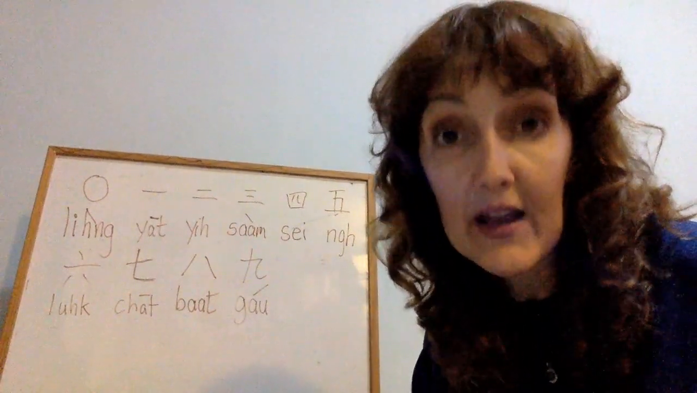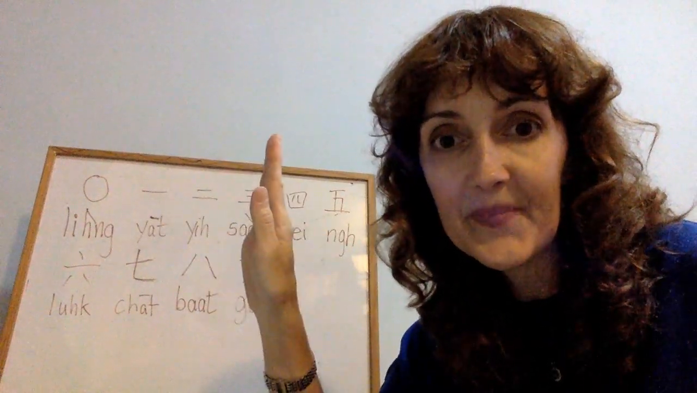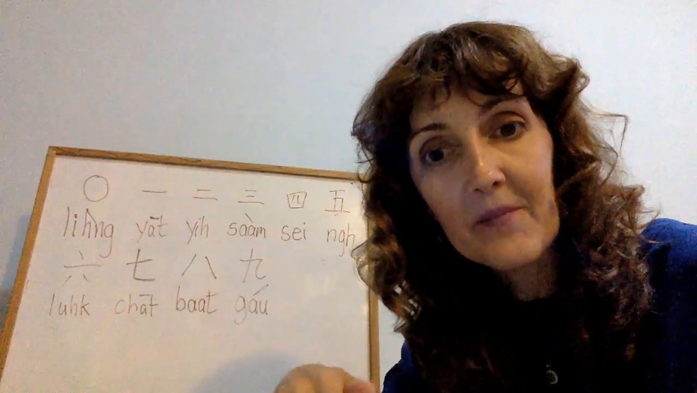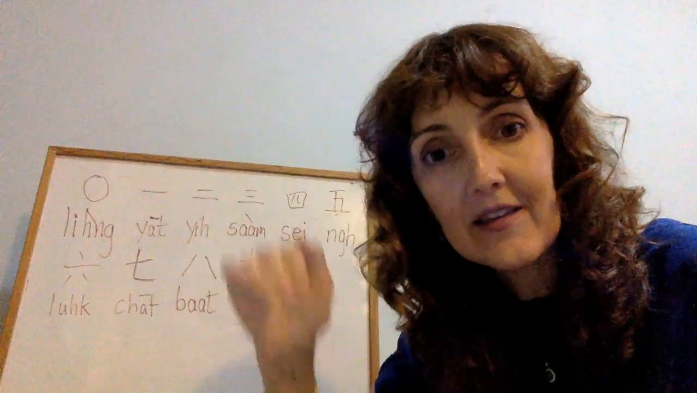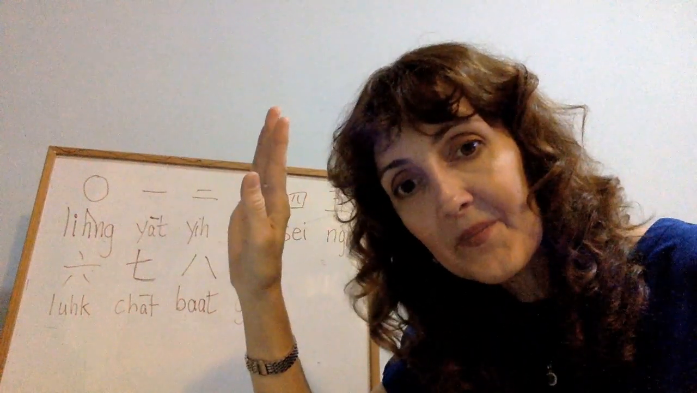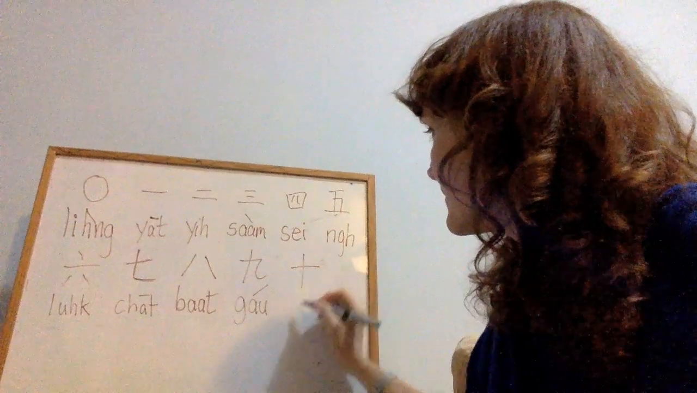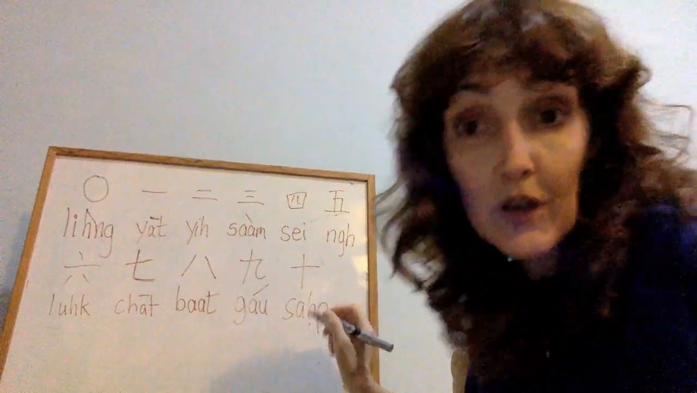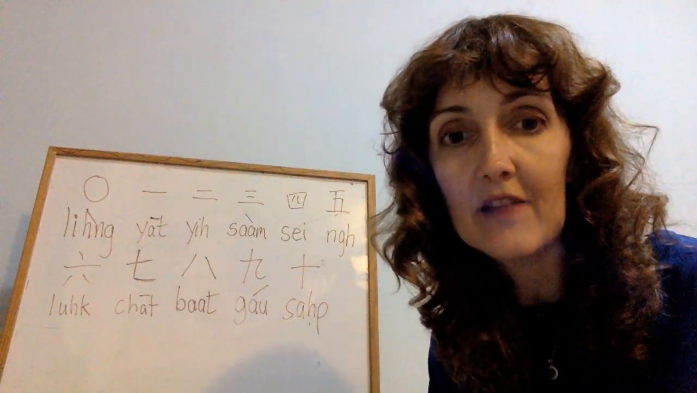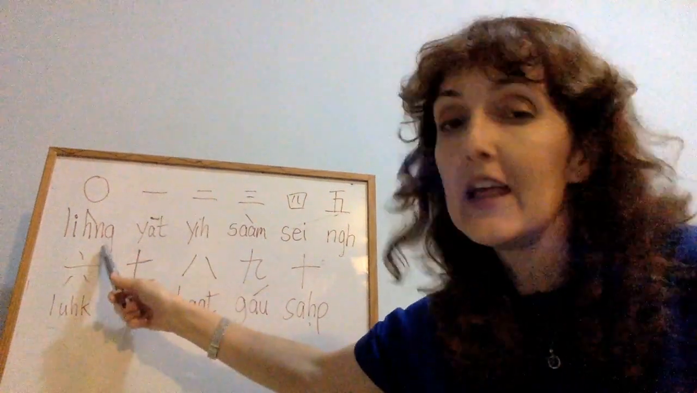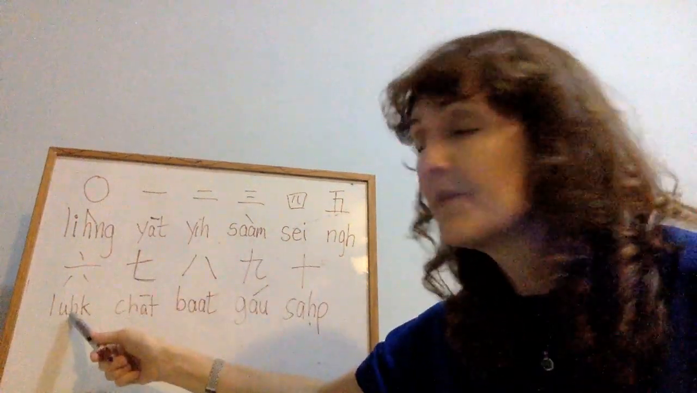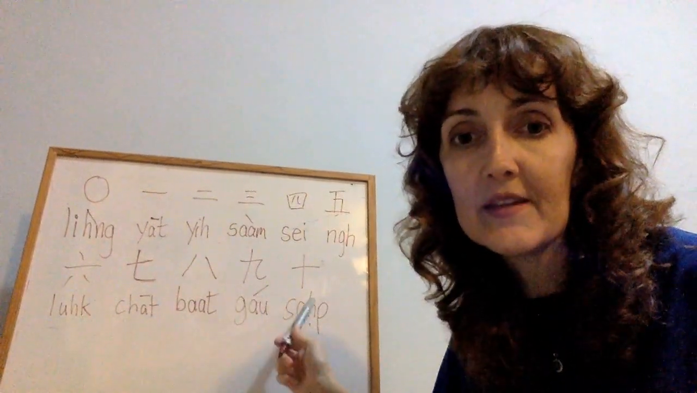And this one is a mid-rising tone. So gao and gao. Sometimes we used to learn doing that and it kind of helps to remember. So leng is bottom. Leng, yat, yi, sam, sei, ng, lok, chat, bat, gao. And then we've got sap. And there again is the H, so it's a low tone, sap. Okay, so there are the numbers from 0 to 10. Let's go over them one more time: leng, yat, yi, sam, sei, ng, lok, chat, bat, gao, sap.